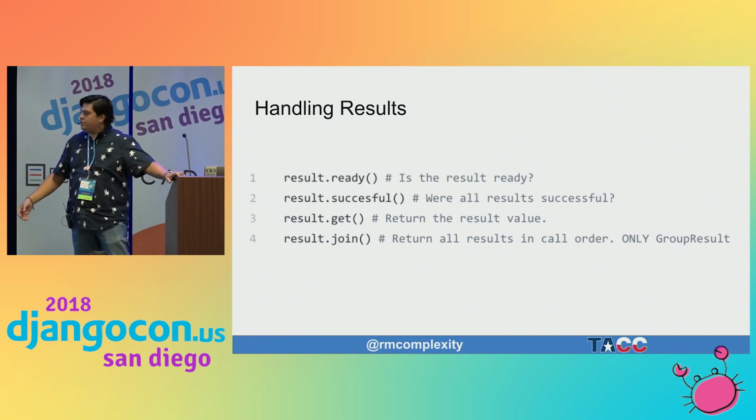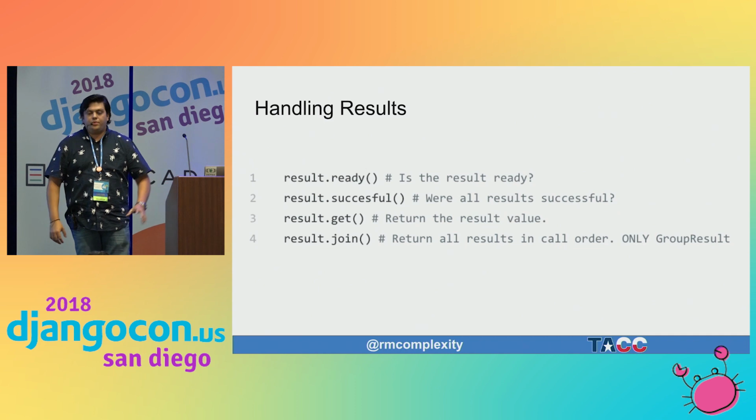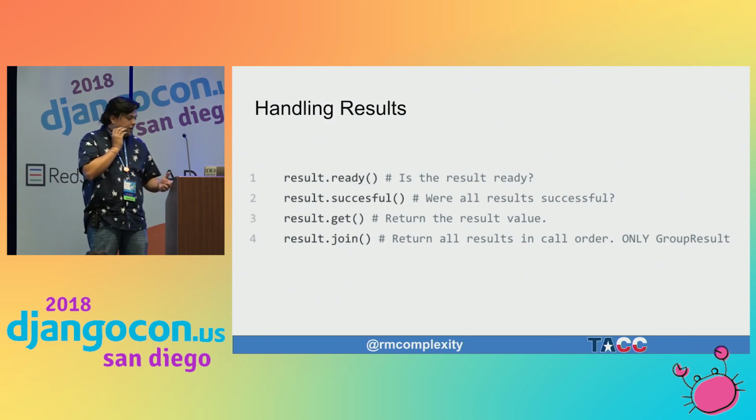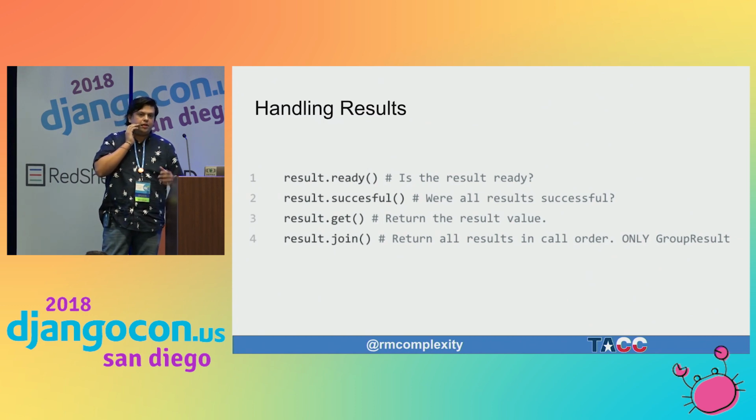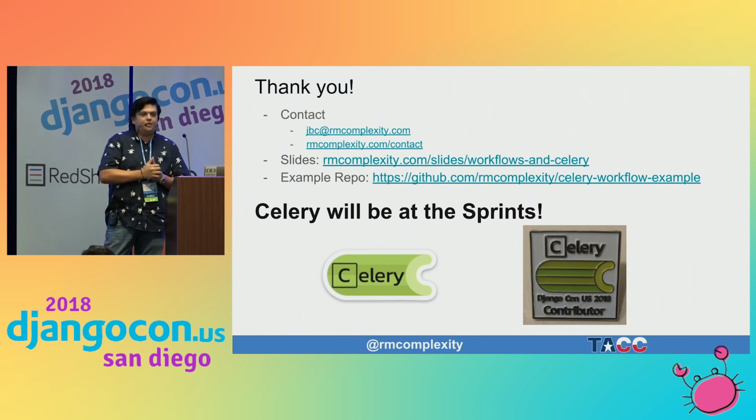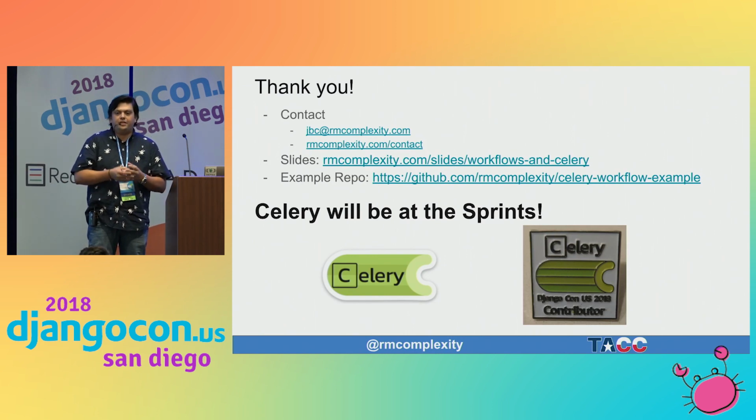Then whenever we have a group result, we can use .join, which loops through each one of the async results that is inside one group, and it's going to wait for each one of those async results to be ready, and then it's going to return an array of each one of those results. And that was pretty much all the different ways that we can create and manage different workflows in Celery.